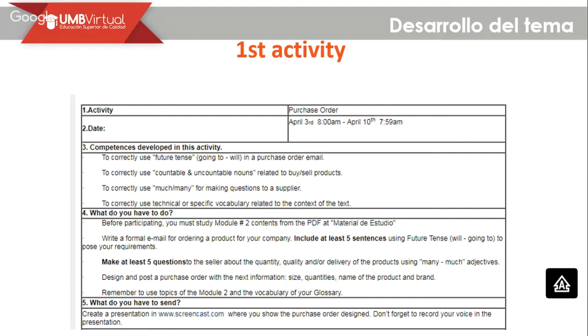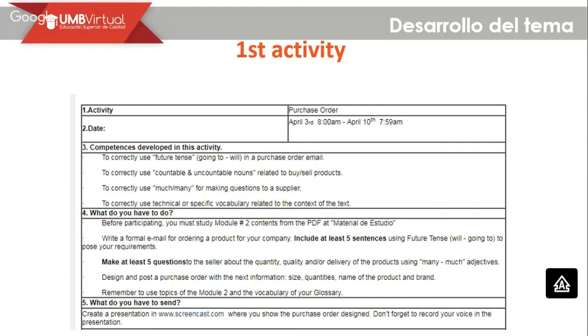Entonces, en este caso van a diseñar y van a postear una orden de compra con la siguiente información. Entonces, tenemos allí el tamaño de los productos, la cantidad, el nombre y la marca. ¿Ok? What do you have to send? Those are like the steps that you have to follow at the moment you are creating your activity. You're going to create a presentation in www.screencast.com where you show the purchase order design. Don't forget to record your voice in the presentation.